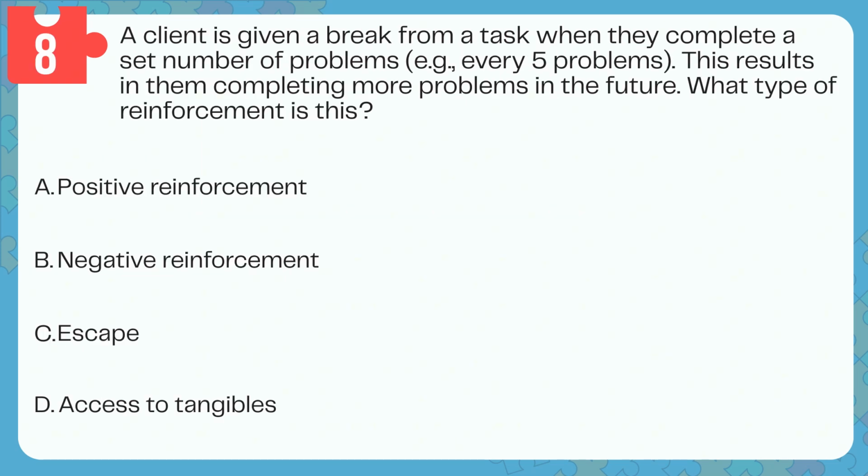Question 8. A client is given a break from a task when they complete a set number of problems, for example, every 5 problems. This results in them completing more problems in the future. What type of reinforcement is this? A. Positive reinforcement, B. Negative reinforcement, C. Escape, D. Access to tangibles.